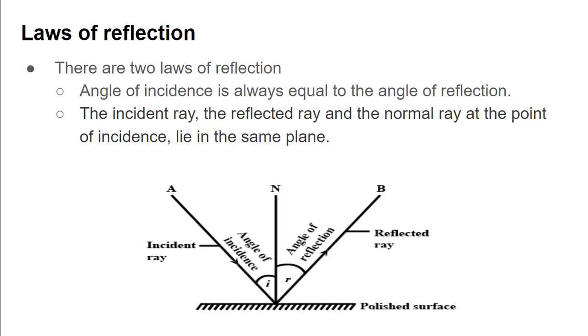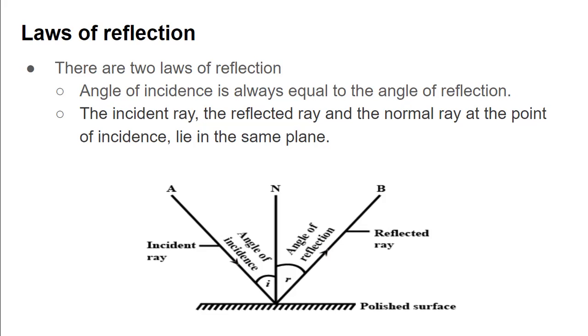There are two laws of reflection. One is always the angle of incidence is equal to the angle of reflection. If there is a reflection, always the angle of incidence is equal to the angle of reflection. Angle i is equal to angle r. Okay, this is the first law.